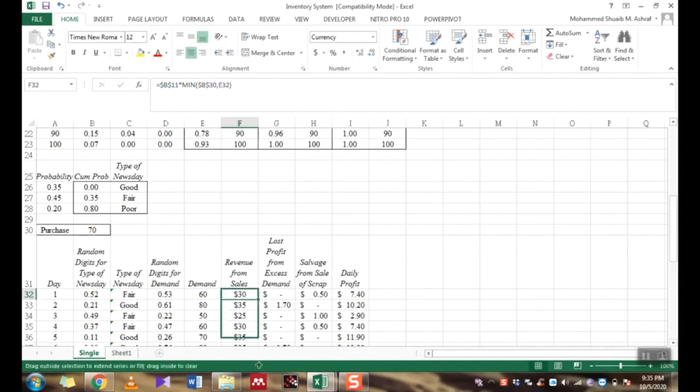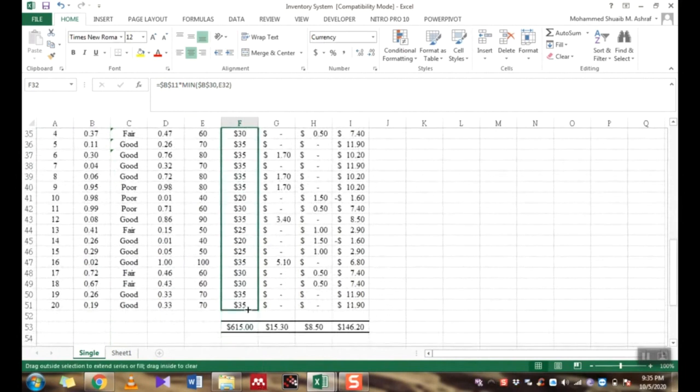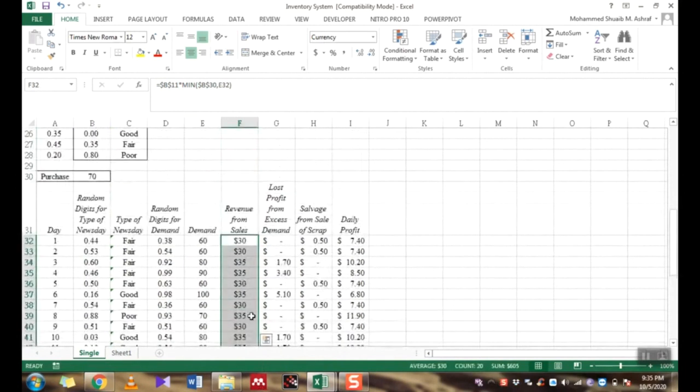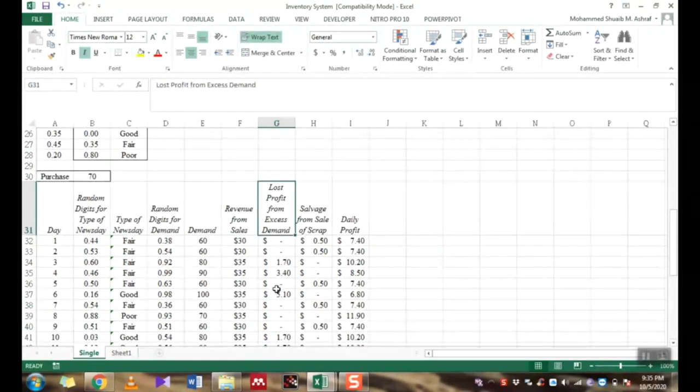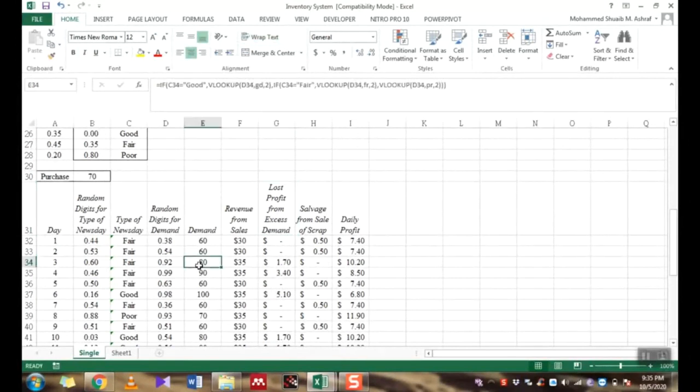Now I have applied the formula to all the 30 cells. So revenue from sales is being calculated. Now, lost profit from excess demand. What do we mean by lost profit? See, on day third, the demand is 80 and we have 70 newspapers.